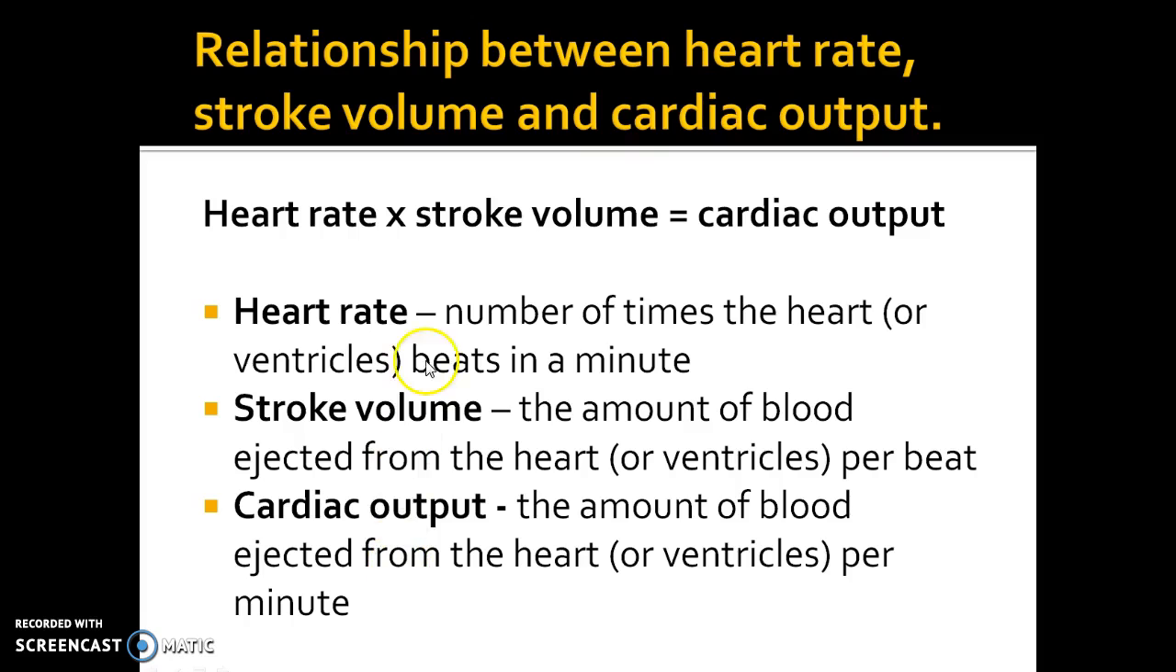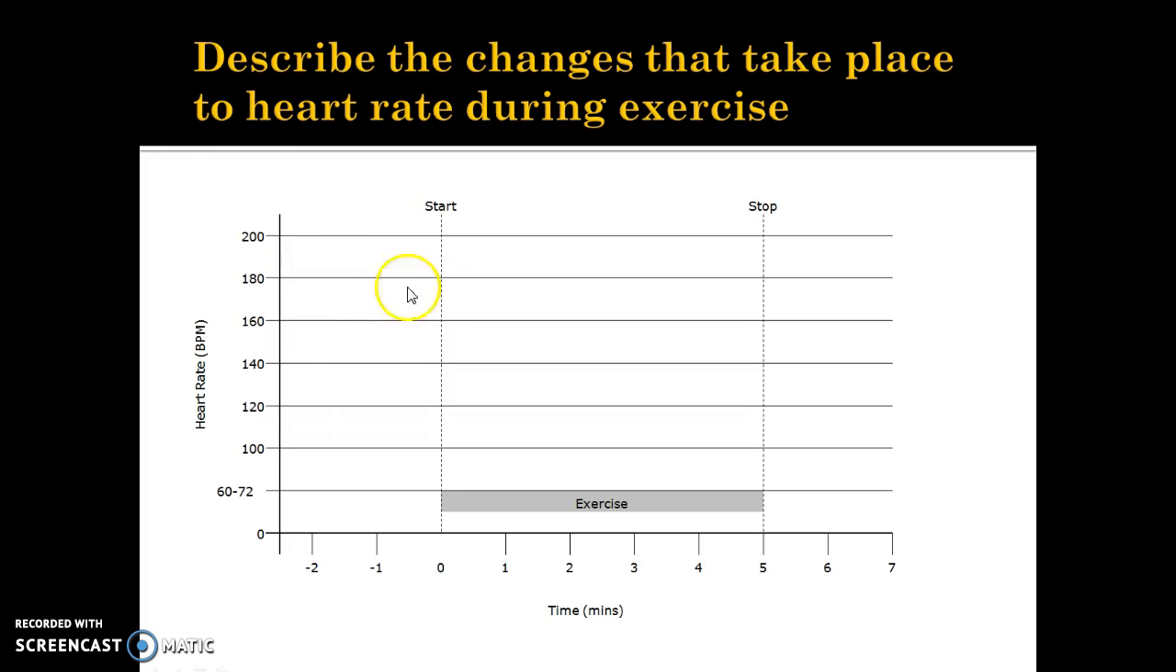Now, as you can see, when you're sat down, this will all be at resting value. What we need to understand is, can we describe the changes that take place to heart rate during exercise? After we've done that, we'll look at these two, but this is going to take at least a lesson to have a look at the different ways our body allows heart rate to increase. So, first up then, if we have to describe the changes that take place to heart rate during exercise, we need to know certain things, and I'm going to ask you to do the following.